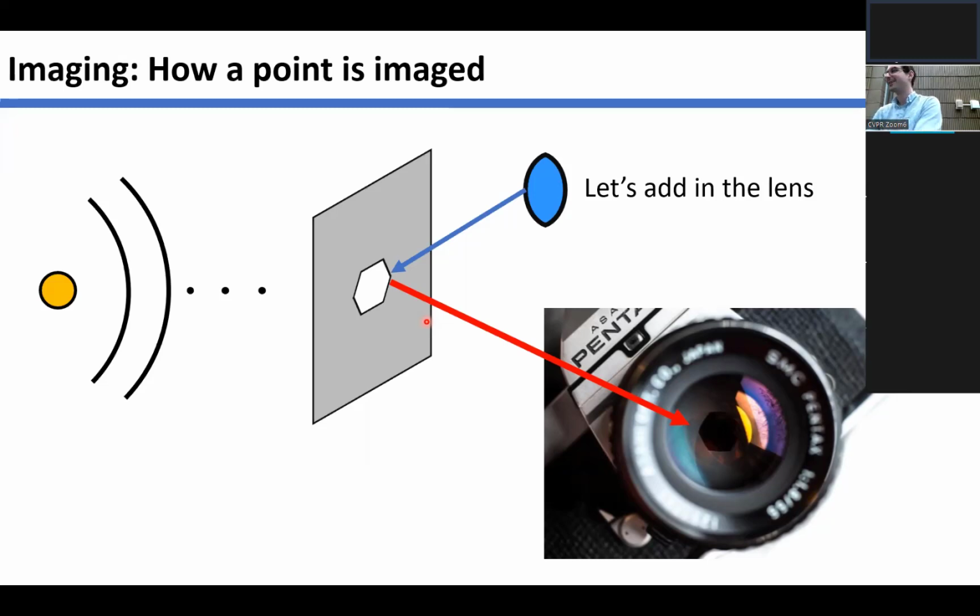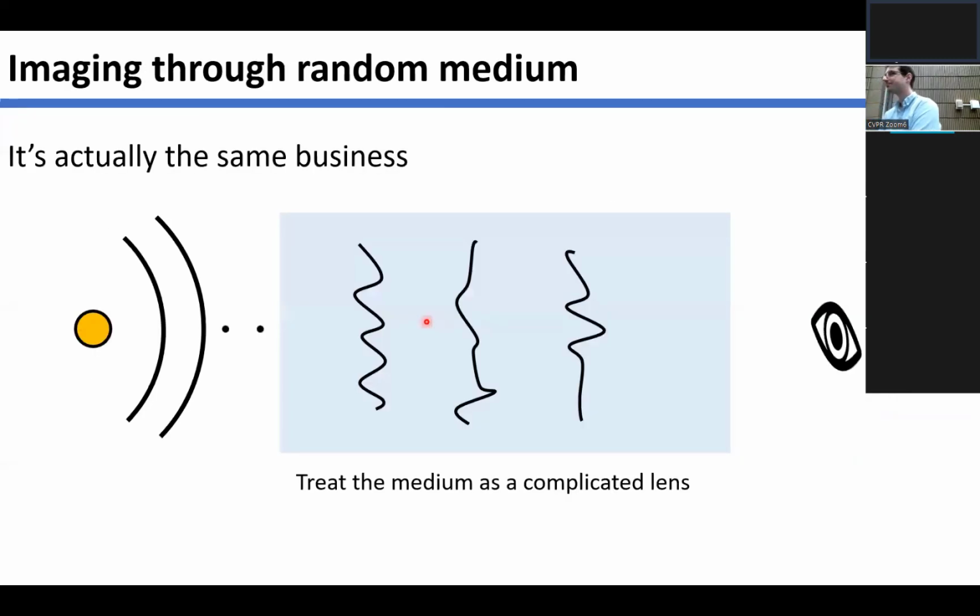So now we're going to get into imaging. So how is a point imaged, okay? So let's go ahead and add in the lens. And also just to give you a bit of a preview, really we'll kind of talk about turbulence in a very similar way as lenses. A bit more on that, of course, later, but we'll basically just view the turbulent medium as just a distribution of very complicated lenses, okay?